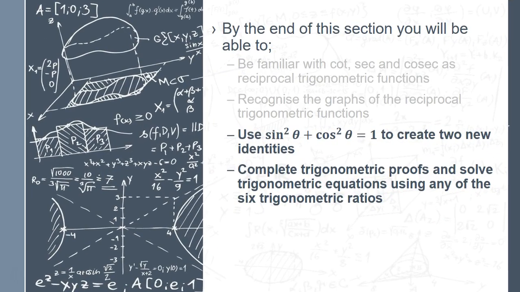So essentially, you can see from the bit I've bolded here, we're going to start off with our sine squared plus cos squared equals 1, and that's going to allow us to create two completely new identities. Then we'll have a look at how we can deal with equations and proofs and so on using those things. So here we go. I said on the previous slide we're going to use this, so let's do it.